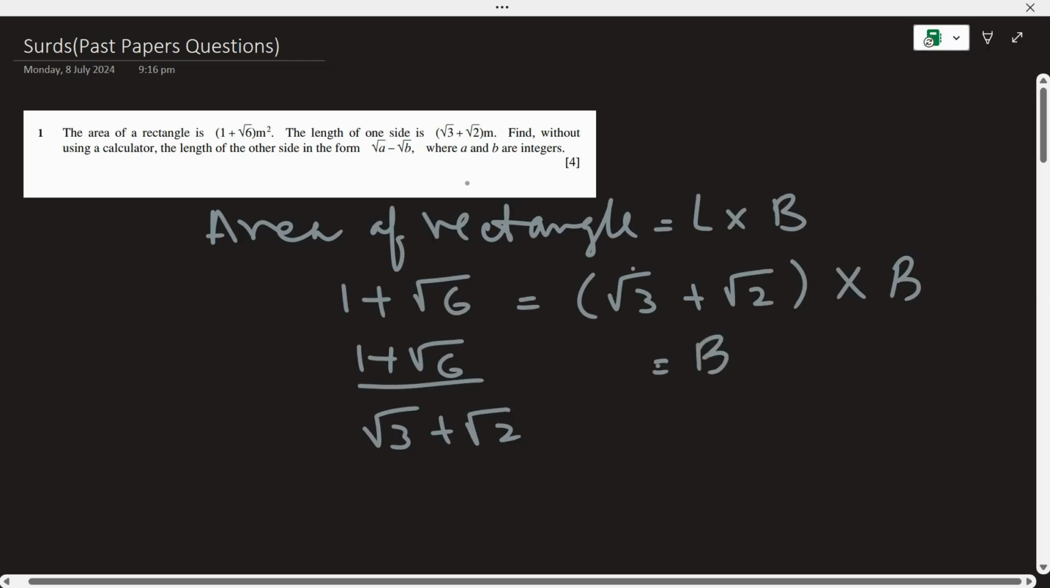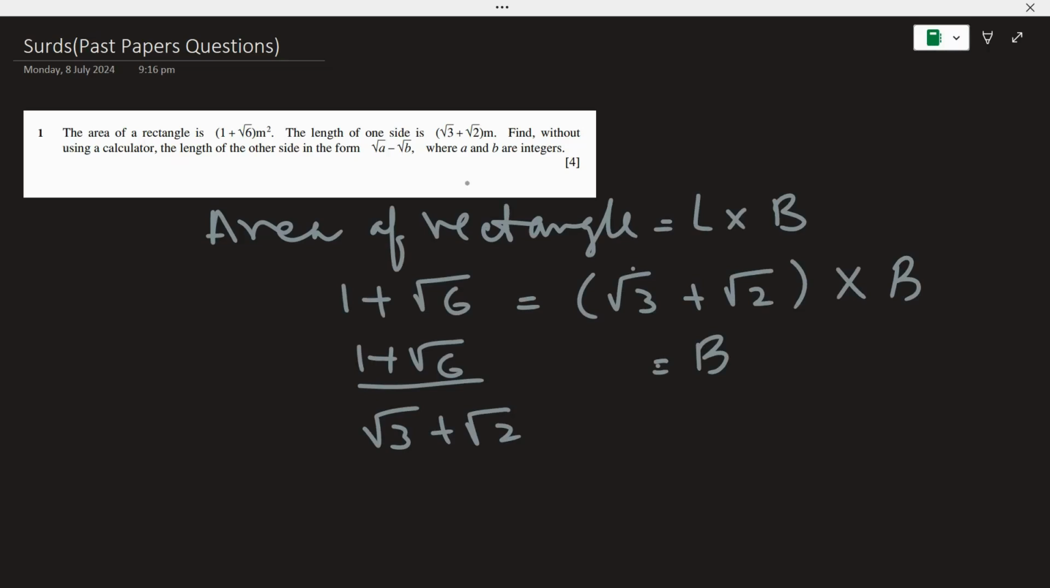Now the question is you have to give your answer in the form under root A minus under root B. It means you have to remove the surd from the denominator. And how can you remove it? By rationalization. And how do we rationalize? First we take the conjugate of this number, under root 3 plus under root 2. And how do we take the conjugate? We change the sign of the middle. Changing the middle sign means it will now become under root 3 minus under root 2. And you multiply and divide by under root 3 minus under root 2 to rationalize it. This is called rationalization.